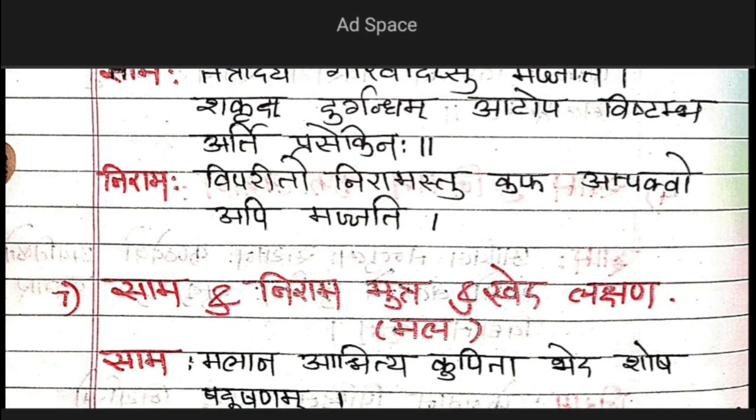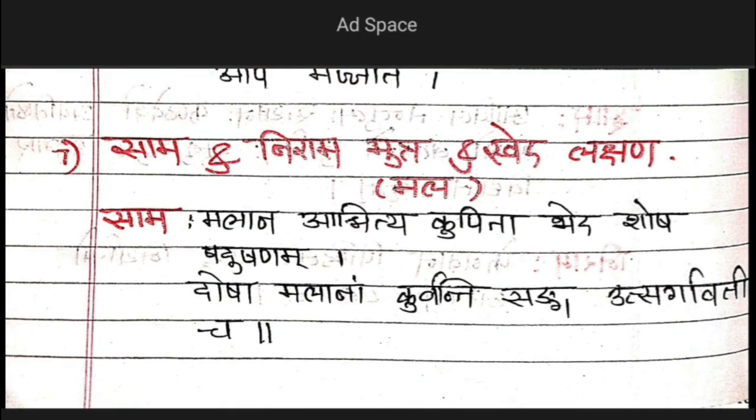Nirama Purisha Lakshana. Viparito Niramastu Kapha Apakto Api Majjati. Nirama Purisha has opposite features with Laghava, which is lightness of the body, and the feces contains excessive kapha, also sinks, though it is ripe, in the case of Sama. Next point is Sama and Nirama Mutra Sveda Lakshana. In the classical texts or in the shlokas, there is no particular mention of Mutra and Sveda. So we can say Mala, both combined, we say Mala Lakshanas.